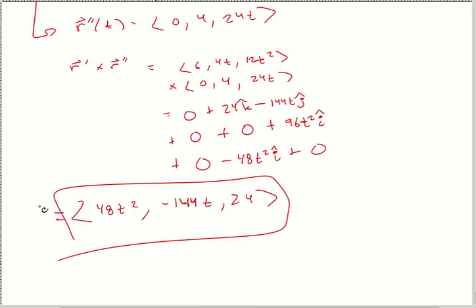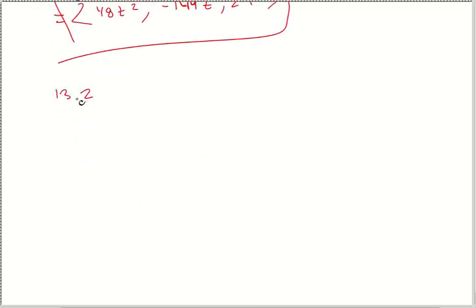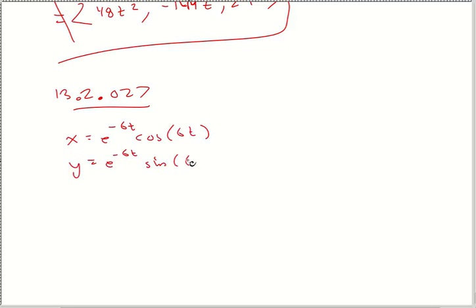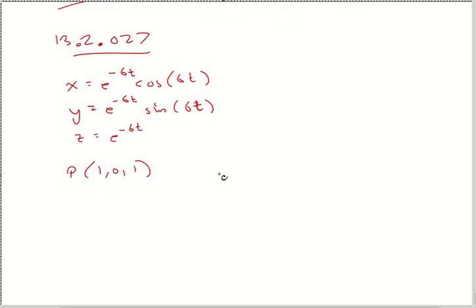Next one. So I've got now x is equal to e to the negative 6t cosine of 6t. y is equal to e to the negative 6t sine of 6t. Those are t's on the inside there. And z is equal to e to the negative 6t. So that's kind of a strange thing there. They also give me this point 1, 0, 1, and they say find the tangent line at P.